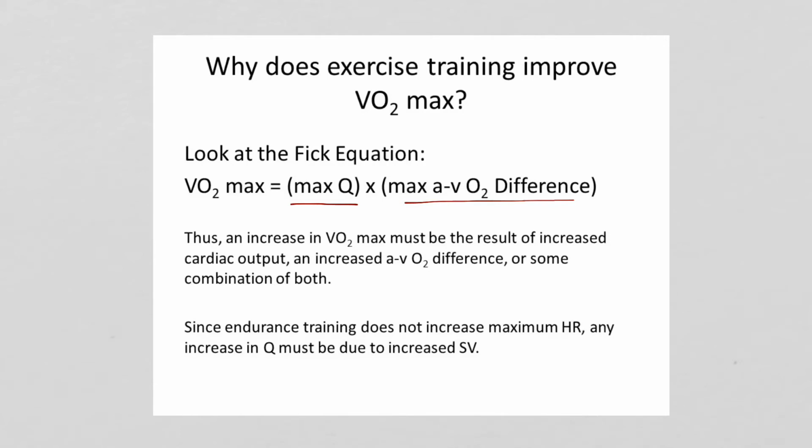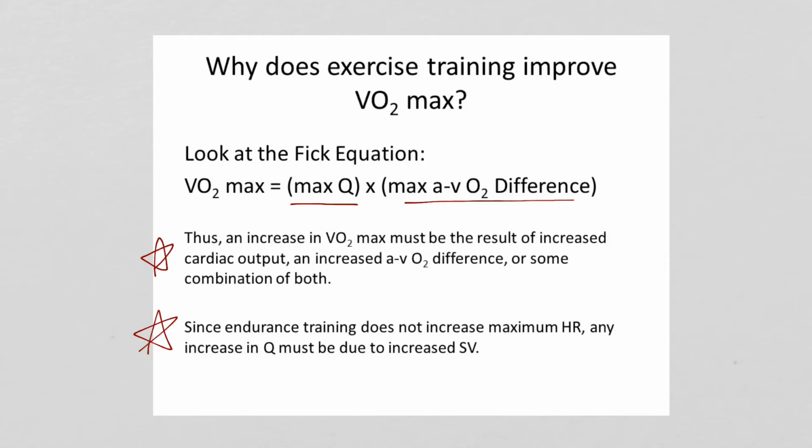In the first point here, I point out that an increase in VO2 max then must be the result of an increase in cardiac output or an increase in your max AVO2 difference or some combination of both. It turns out it's the latter. Of course, both of them will increase, and those will have an effect on your VO2 max. And the second point, and this is one we already know, is that endurance training does not increase your maximum heart rate. In fact, it actually decreases slightly. And so any increase in your maximum cardiac output is, of course, due entirely to an increase in stroke volume.